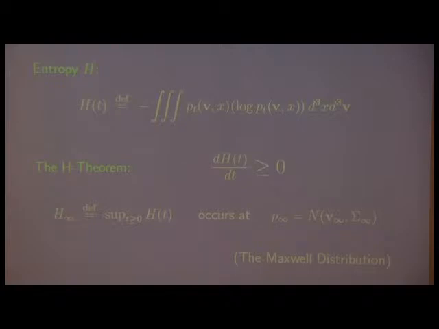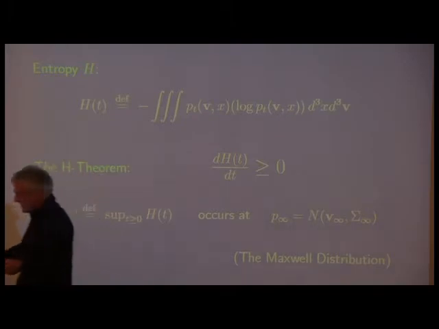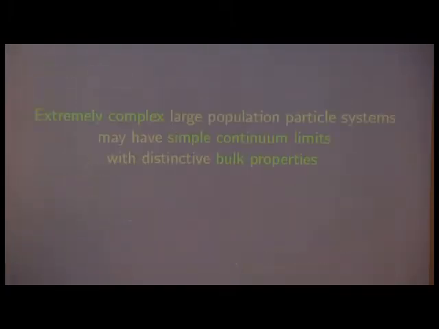So Boltzmann's equations actually revealed a mass behavior of immense significance, namely the increase of entropy through the evolution of the dynamical interaction of the particles, when microscopically one had reversibility. So the moral is: extremely complex large population particle systems can have simple continuum limits with distinctive bulk properties. And so that's the first step of the talk.